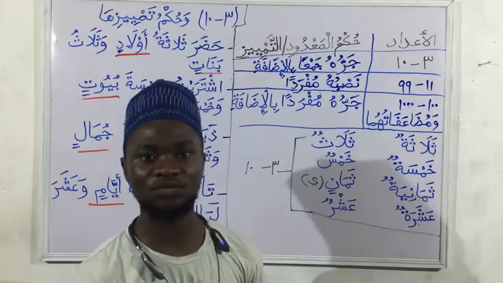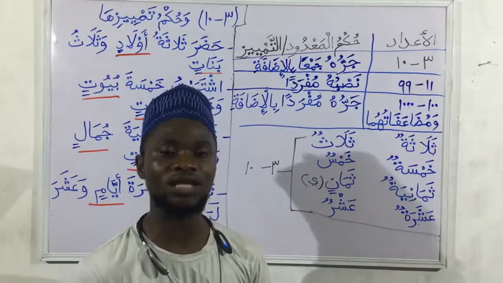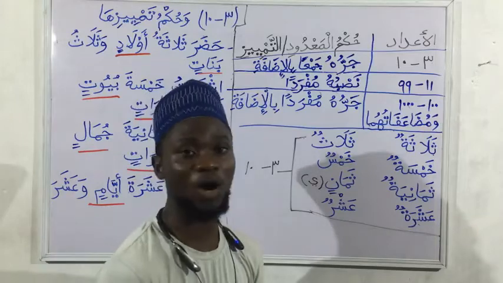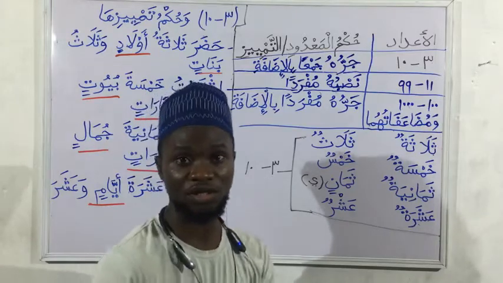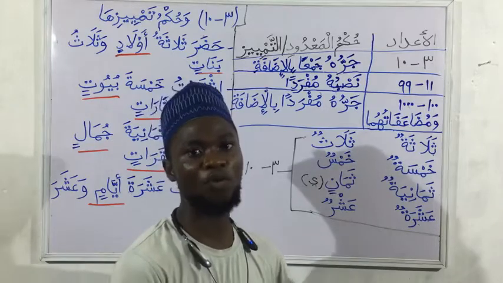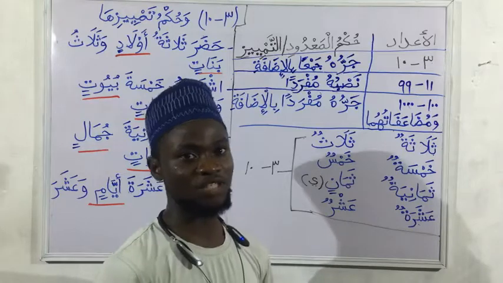When you have one thing, you consider it as singular. When you have two, you consider it as dual, for example waladun, waladani. It's just one boy, two boys. Now, when we have three upward, that is when we now consider plurals. So that's the first thing.